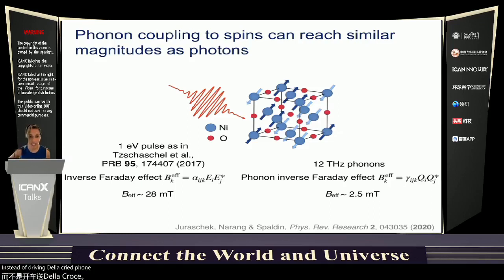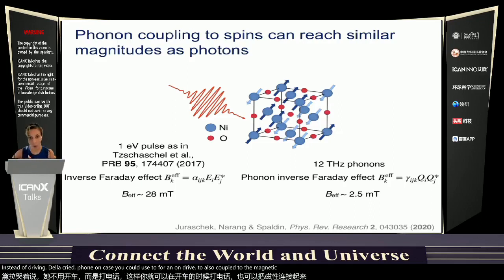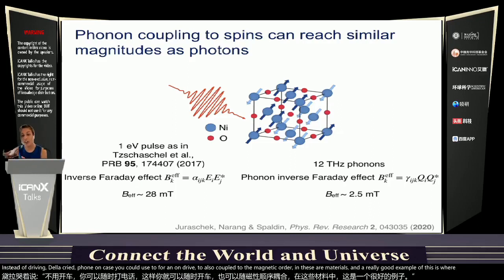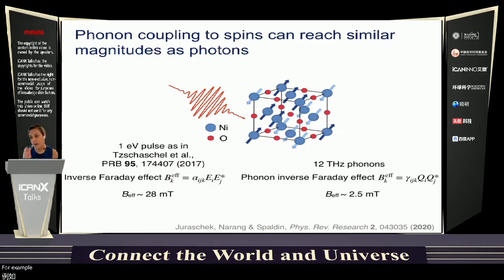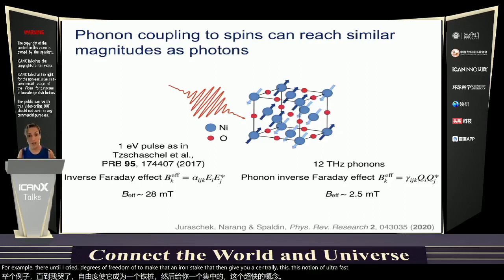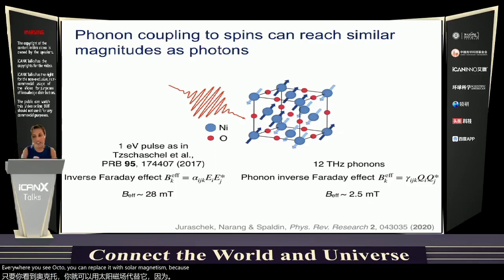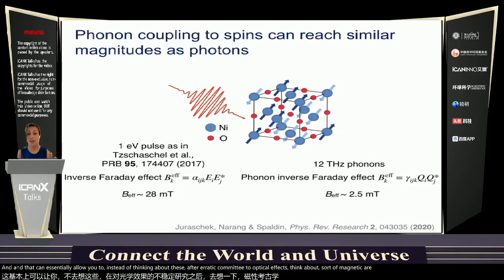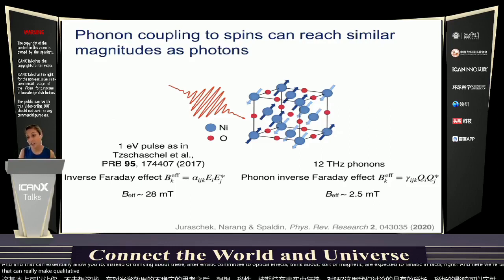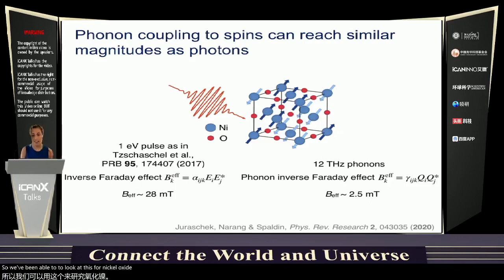Instead of driving the electron-phonon case, you could use the phonon drive to also couple to the magnetic order in these materials. And a really good example of this is where we're using an electromagnetic field to drive, for example, the electronic degrees of freedom of the magnetic ions that then give you essentially this notion of ultrafast optomagnetism, right? Now, instead of optomagnetism, everywhere you see opto, you can replace it with phonomagnetism because in some of these cases, there is a very strong spin-phonon coupling. And that can essentially allow you to instead of thinking about these optomagnetic or magneto-optical effects, think about phonomagnetic or magneto-phononic effects, right? And here we're talking about effective magnetic fields that can really make qualitative changes in the magnetic order. So we've been able to look at this for nickel oxide. Nickel oxide is the fruit fly of people looking at magnetic systems.